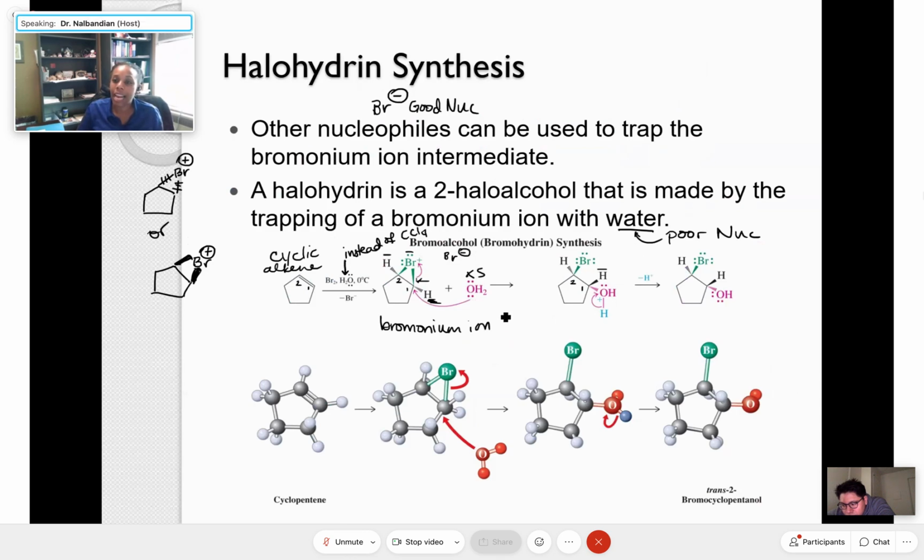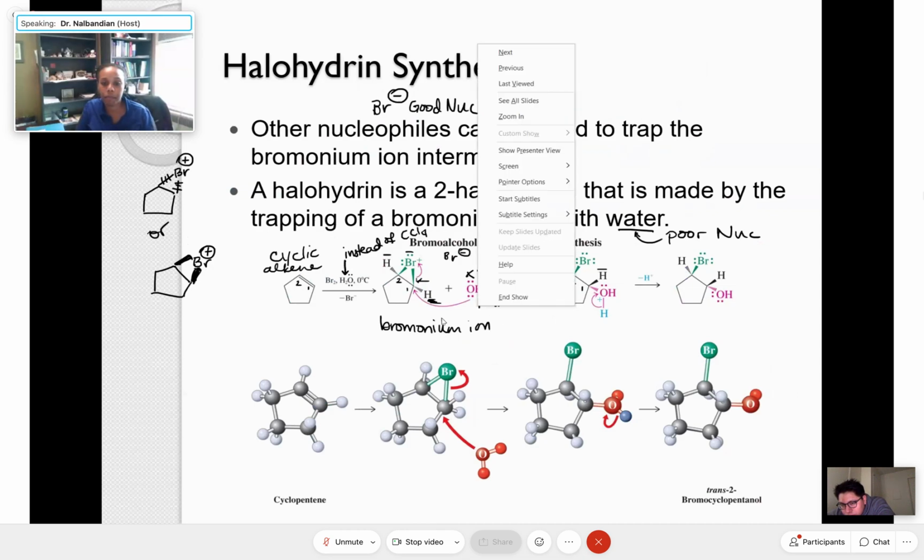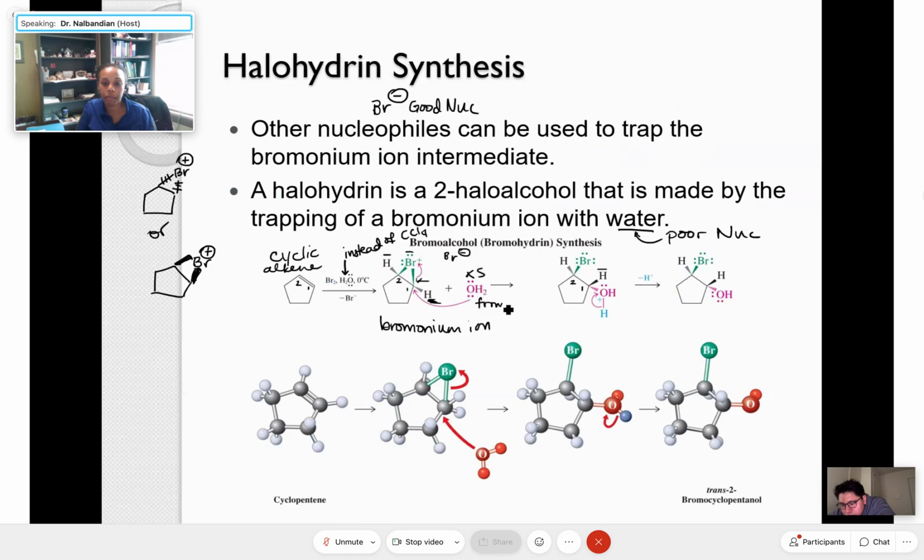The oxygen attacks from the opposite face to where the bromine is. So the oxygen is attacking from the back. Oxygen is attacking from the back. And so as it attacks from the back, it pushes the hydrogen to the front. And so we see this hydrogen over here in the front, and we get an oxonium ion.